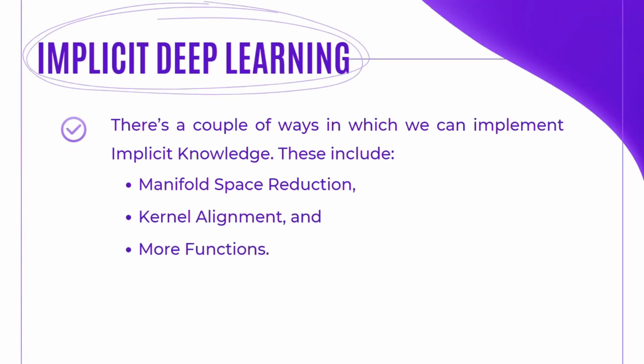So now that we have covered what implicit knowledge means, let's talk about implicit deep learning and how they implemented implicit deep learning in the YOLO-R model. So there is a couple of ways in which we can implement implicit knowledge. These include the manifold space reduction, kernel alignment, and more functions.